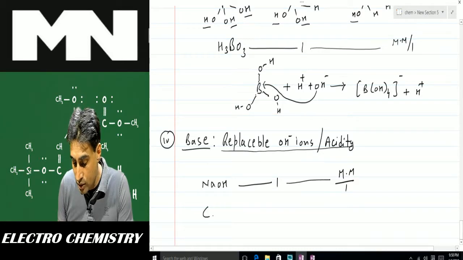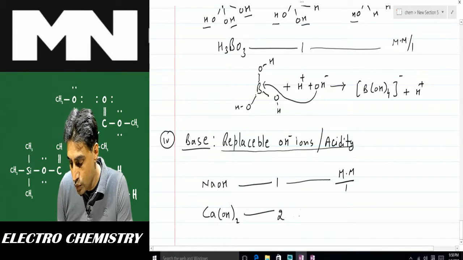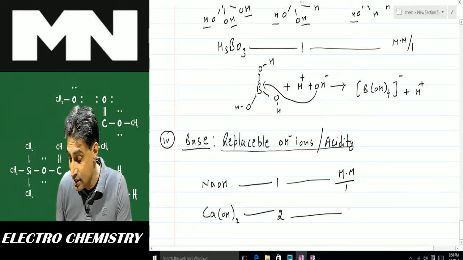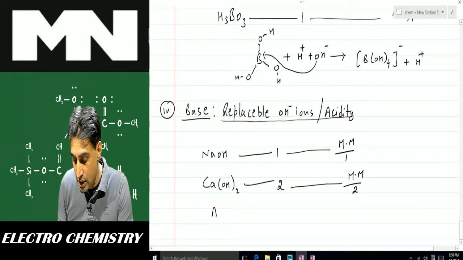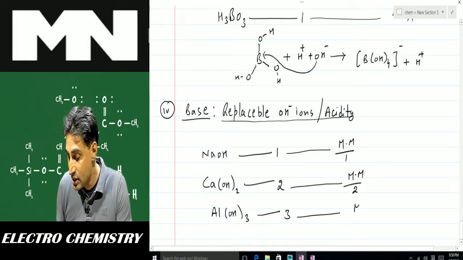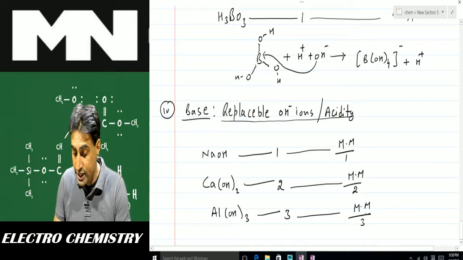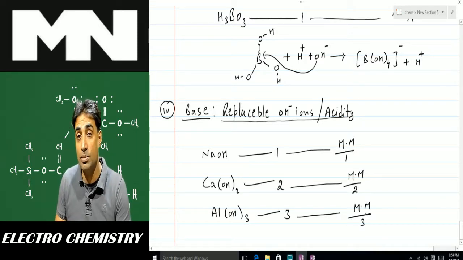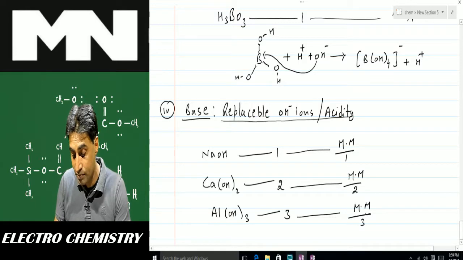Likewise, if I talk about calcium hydroxide, it can donate 2 OH groups. That's why its equivalent mass is half of its molar mass. If I talk about aluminum hydroxide, that is Al(OH)3, its N factor is 3. So its equivalent mass is 1/3 of its molar mass. So this is how we can calculate the equivalent mass of bases. That is always equal to the molar mass divided by the N factor, and the N factor for them is the number of replaceable OH negative ions.